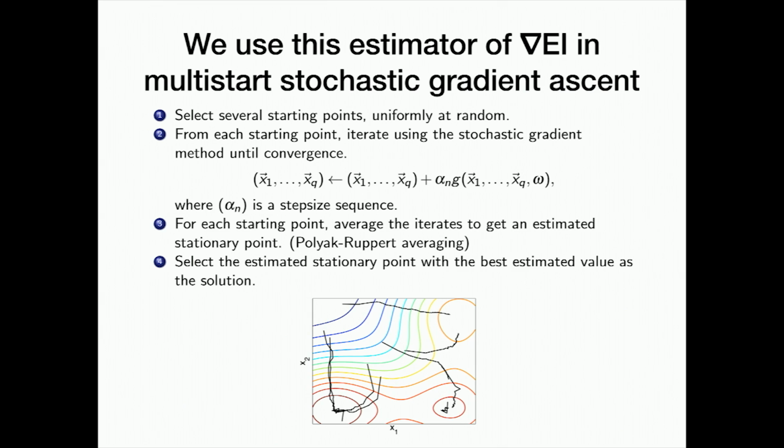And then in our codes, we worry a lot about how many starts to do, and that should be based in principle on how many local modes we think there are in the qEI surface, and we think that depends on how many points you've previously evaluated. So there's a whole technology there. And it's even led me to do research on efficient multistart stochastic gradient ascent. Yeah, so it's a good point.